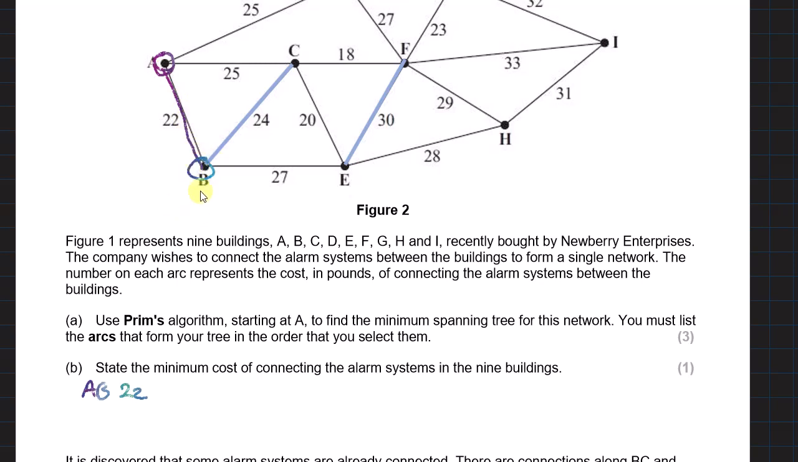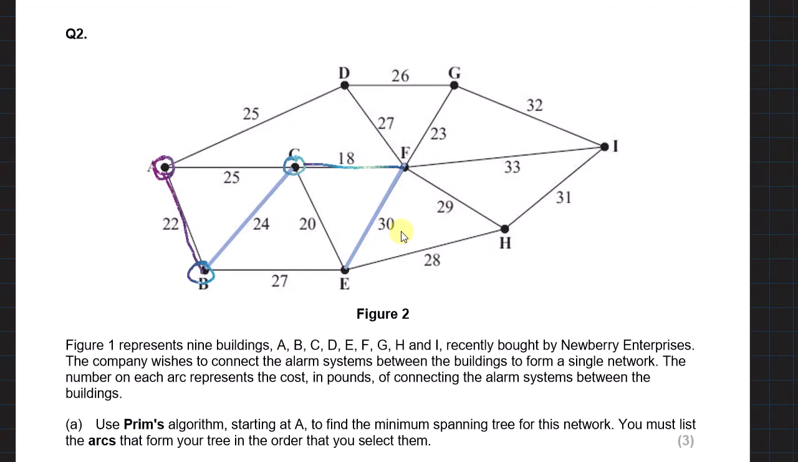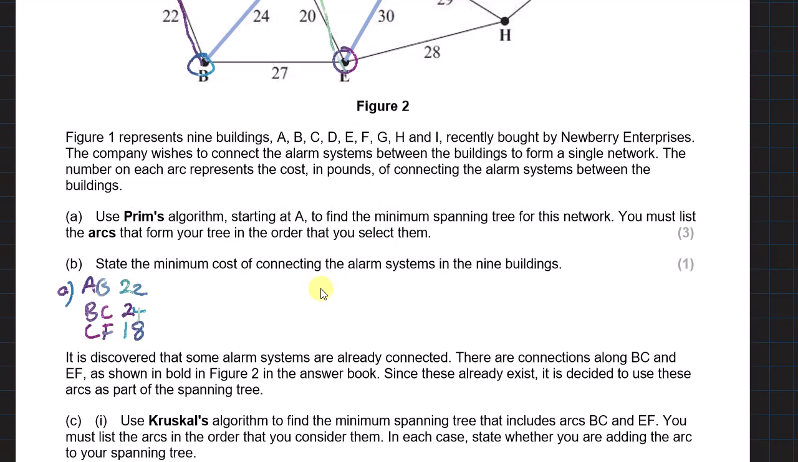I've now got A and B. Next cheapest arc to add is BC, which is 24. Next cheapest arc to add is C to F for 18. CF, which is 18. Look back in my graph, connecting up. Next cheapest one is actually this 20 back here. So CE for 20. CE and 20.